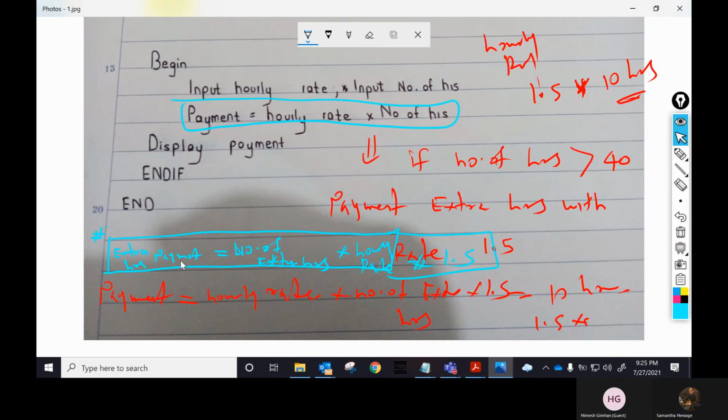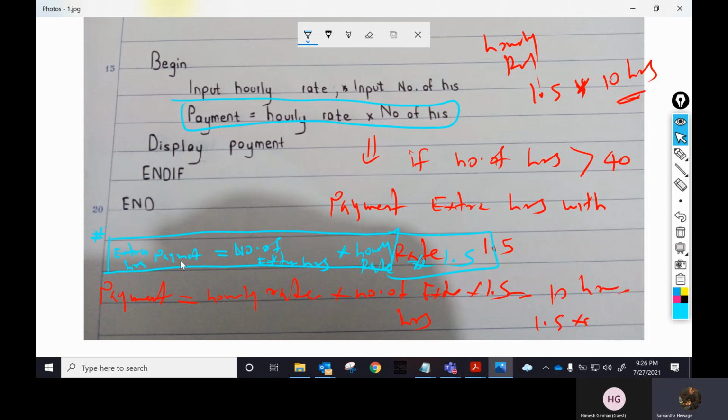Got it? Okay, sir. Did you understand that? Think a little. Sir, to find the payment, 1.5 into 10 plus 40. It's not 10 plus 40, baba. Here the condition is 40, the general normal hourly rate.